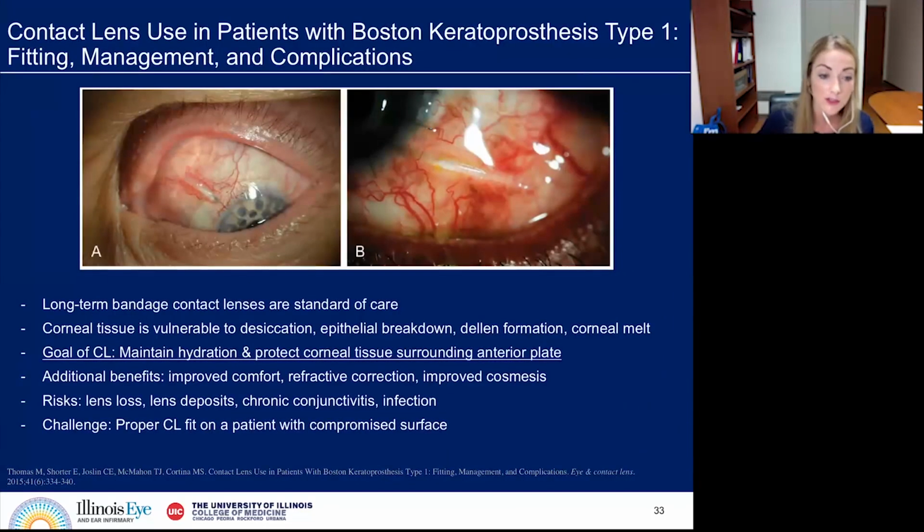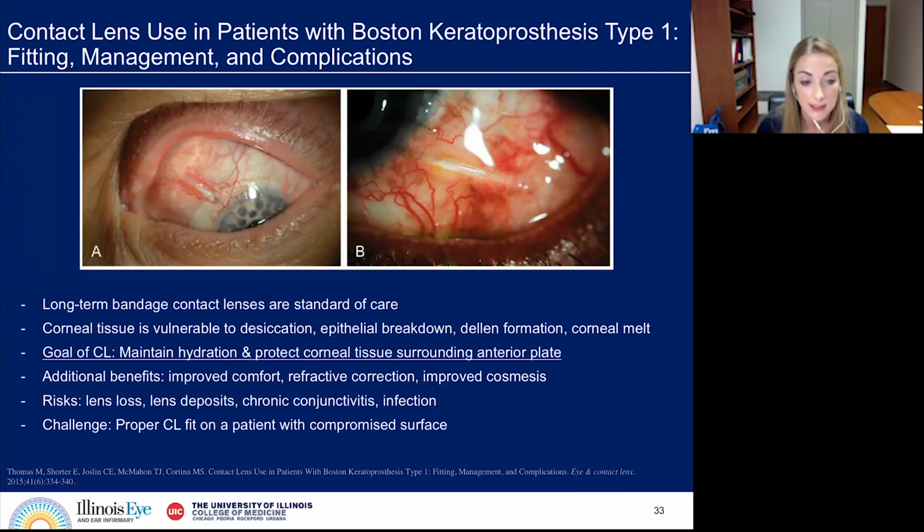So a long-term bandaged contact lens is the standard of care in these patients. The contour lens is replaced every 6 to 12 months. In these patients, I believe it's usually every 6 months. Once they're seen by the contact lens service, it's usually due to a history of some complications. And so these lenses might be replaced more frequently depending on the patient.